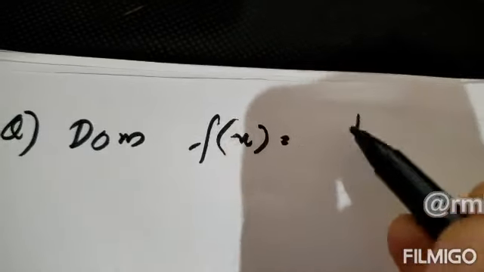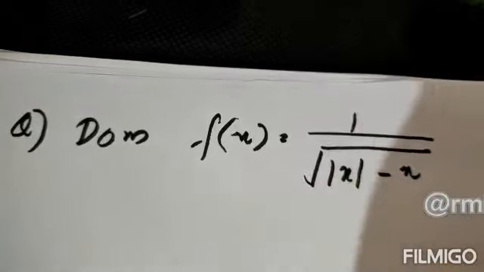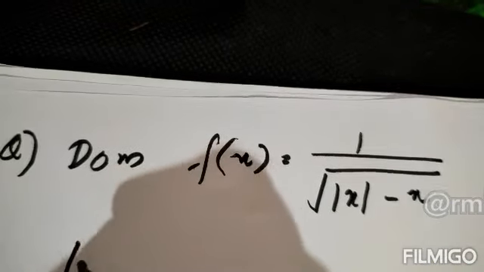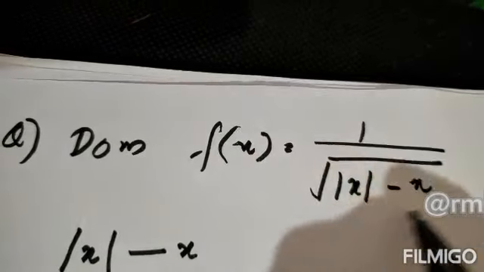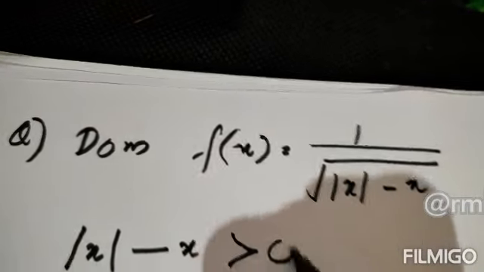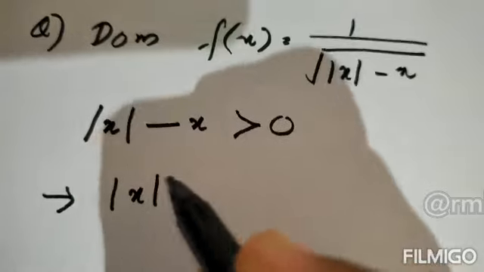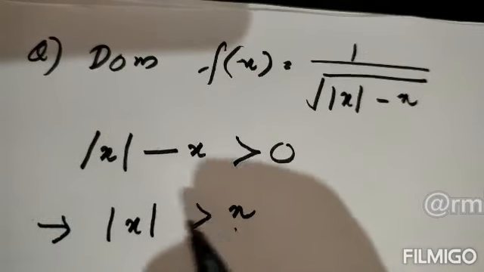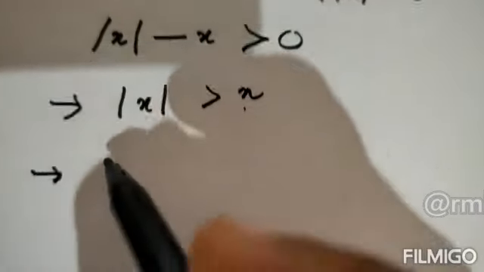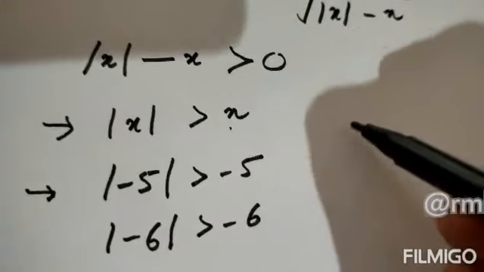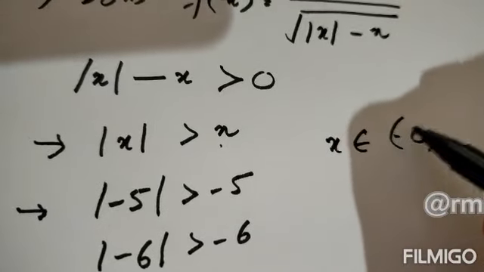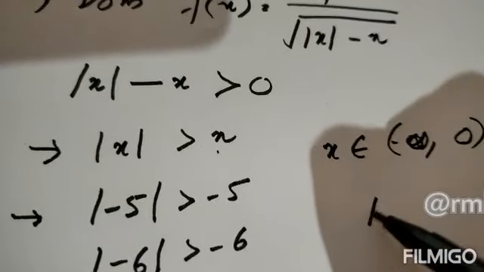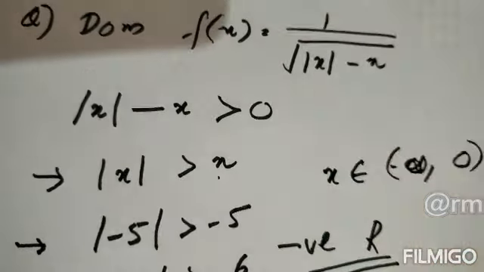Find the domain of the function f(x) = 1/√(|x| - x). Clearly, for an irrational function, |x| - x is non-negative and not equal to 0, that is, it is greater than 0, which implies |x| > x. A number is less than its magnitude only for negative numbers: |-5| > -5, |-6| > -6. That is, x belongs to (-∞, 0). All negative real numbers satisfy this inequality.